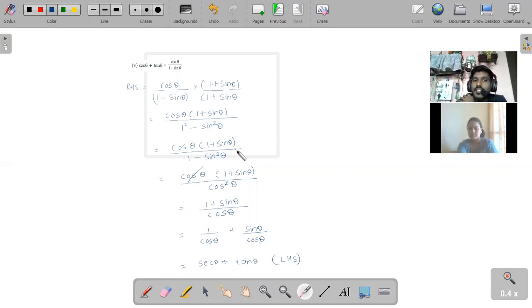Only that here you will have to know that you have to multiply and divide by 1 plus sine theta. You will have to know that. While in that sum we are directly using the formula and doing cross multiplication. Only that one thing is different. Rest everything is the same.